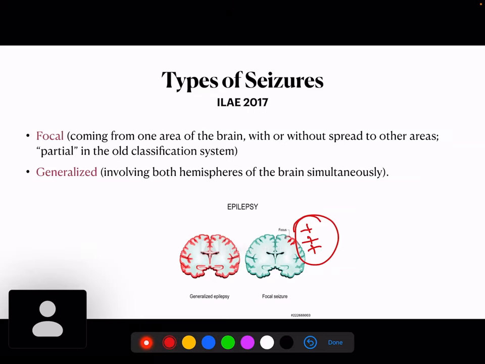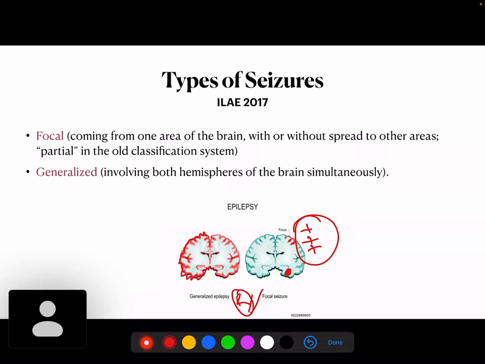the left side, and then the right arm, there is twitching of the right arm. If it is in the temporal area, then maybe there is some behavior manifestation. If it's maybe in the parietal area, then maybe there's some dizziness or some other manifestation. Or in the occipital area, maybe the patient sees something. In generalized, all of the brain becomes discharged at the same time.